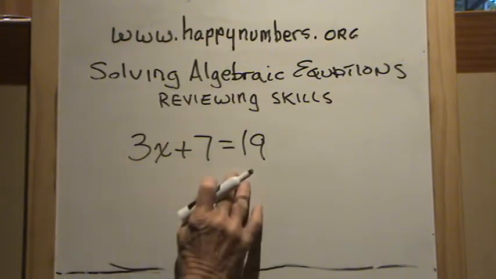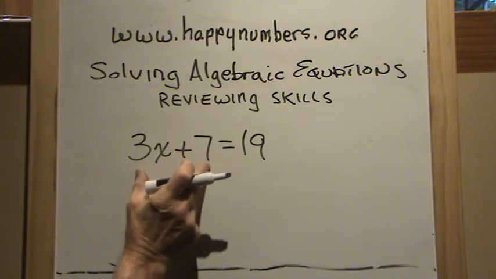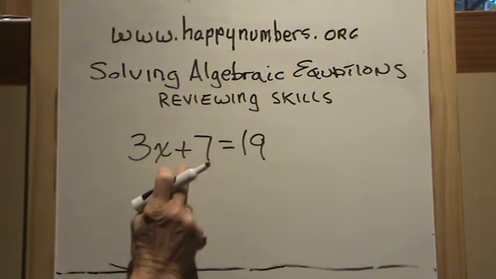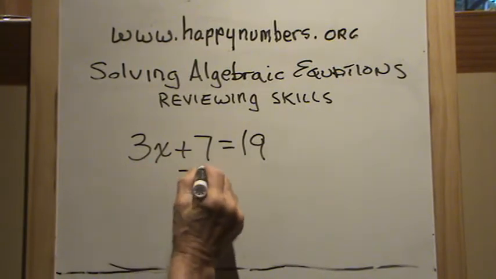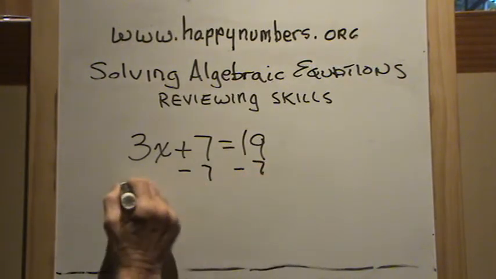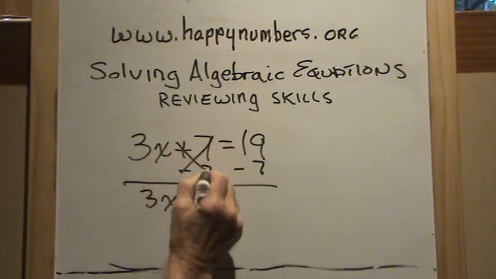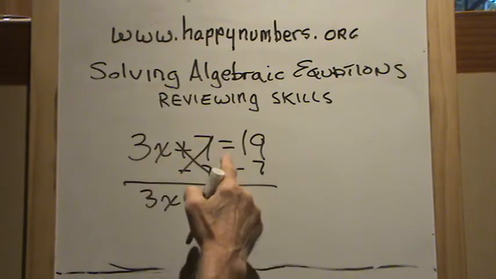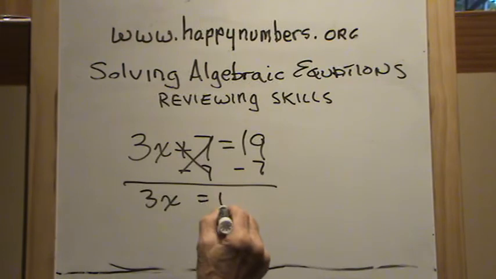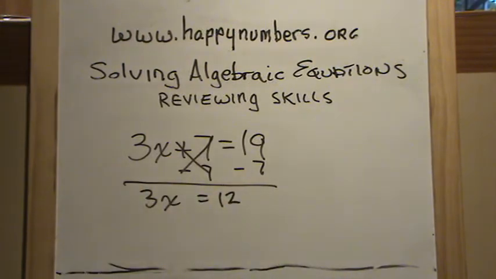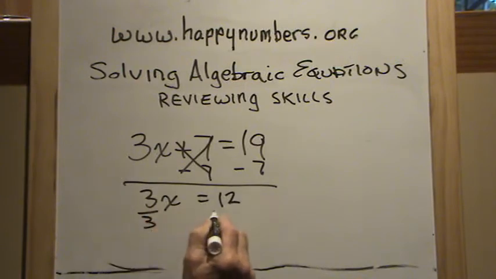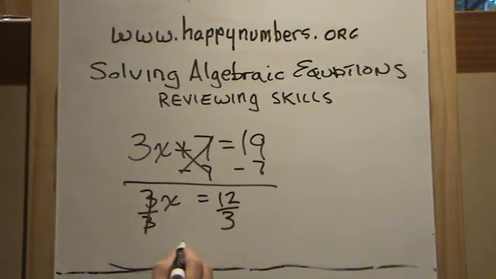Let's take a look at it. Well, we have two different operations. We want to isolate this x, but we have a positive 7, so we'll use a negative 7. And that'll give us 3x. These will cancel out, equals 19 minus 7 is 12. So that's our first step. Then we have a multiplication here, so we'll use division by 3. We'll cancel out and we'll get x equals 12 divided by 3, which is 4.